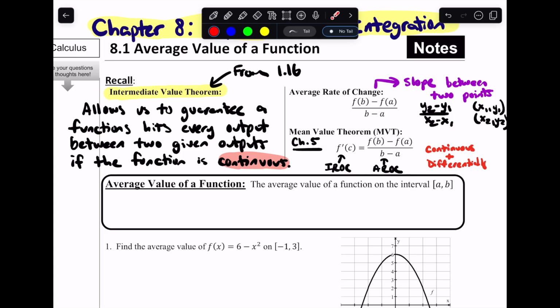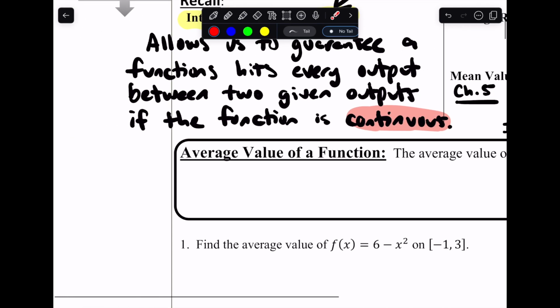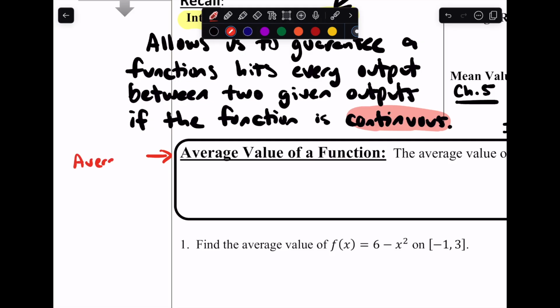Specifically, if we're thinking about the average value of a function, we're thinking really about the average height of a function. So I'll highlight here on the side that when we're talking about that average value, what we're trying to find is the average height over an interval.